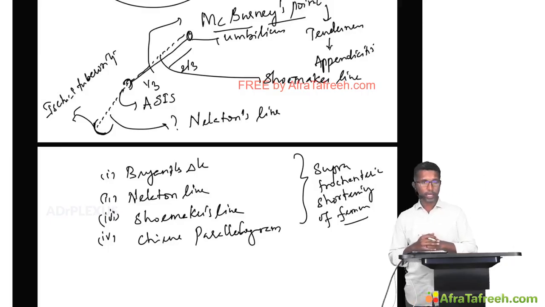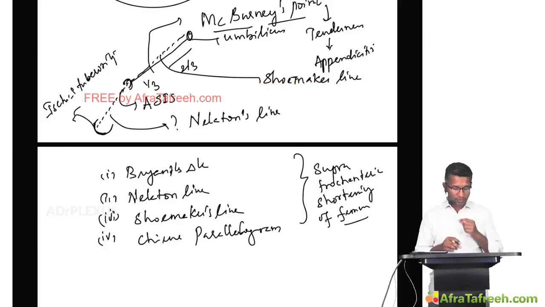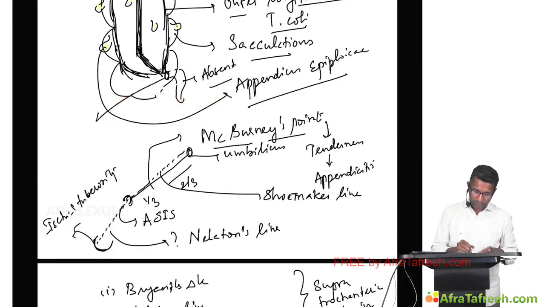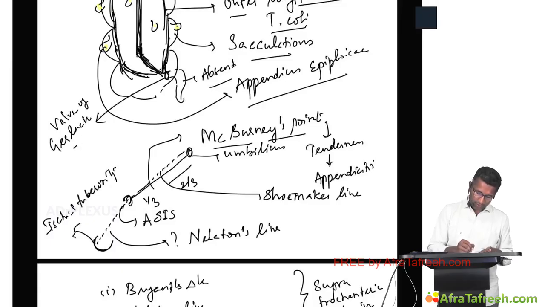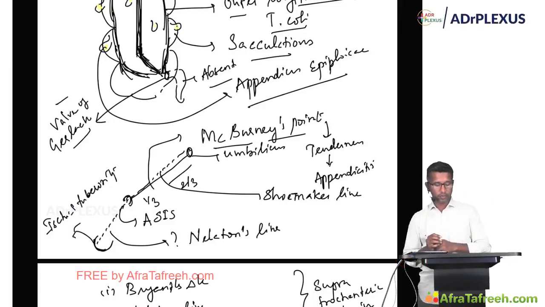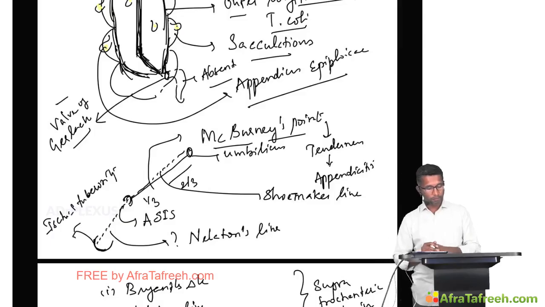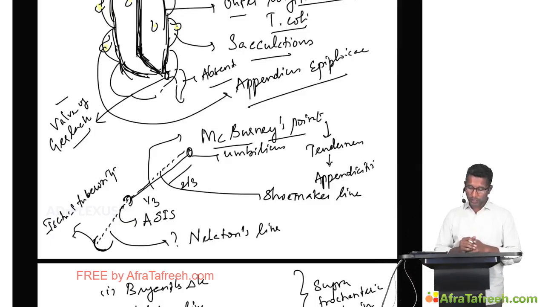Okay, so this is about the appendix. If you see the appendix, the orifice of the appendix, the appendicular orifice, this appendicular orifice is guarded by a valve called the valve of Gerlach. So this appendicular orifice is present 2 cm below the ileocecal junction.